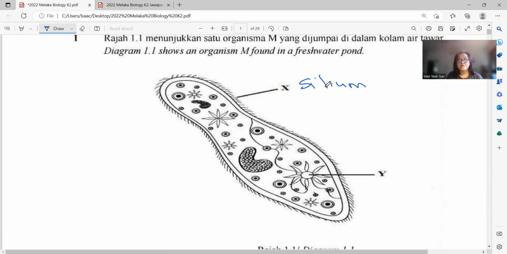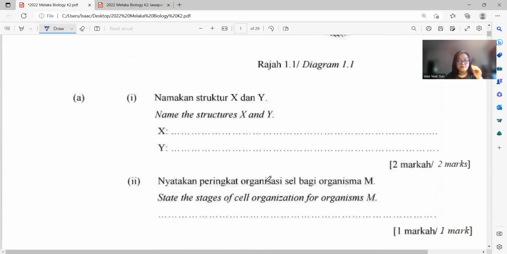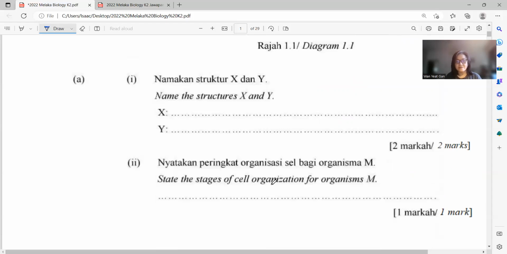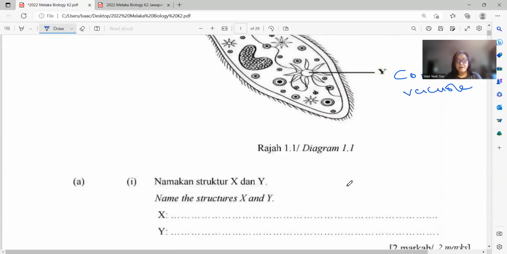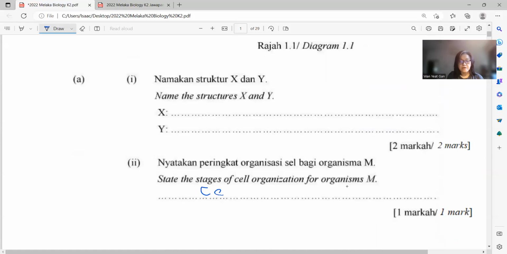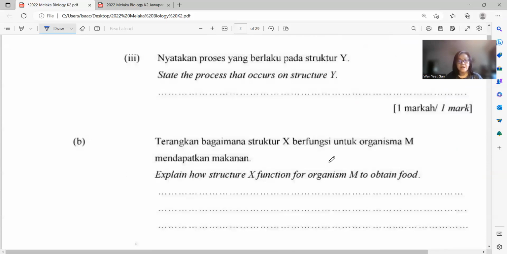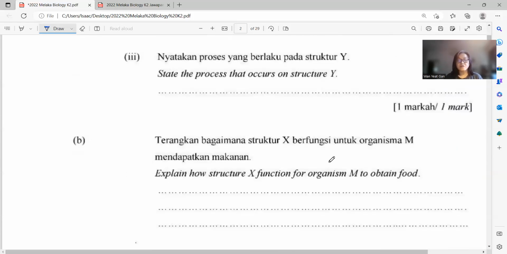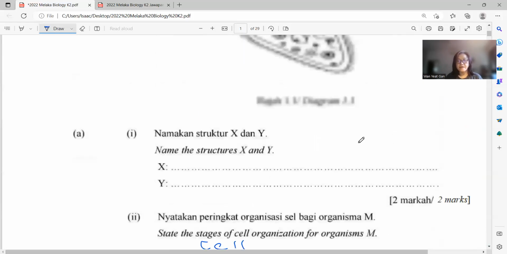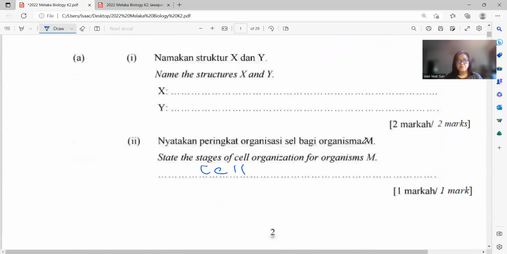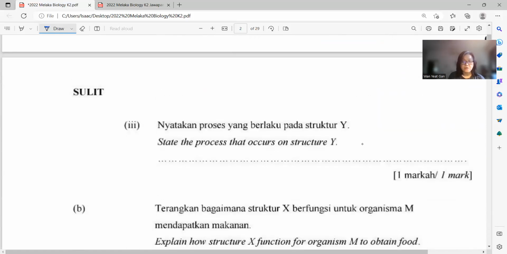And structure Y is contractile vacuole. State the stages of cell organization for organism M. Now, paramecium is a cell. Okay, the stage of organization is cell. State the process that occurs in structure Y. Earlier, I said that Y is contractile vacuole. So the process that occurs here is osmoregulation.